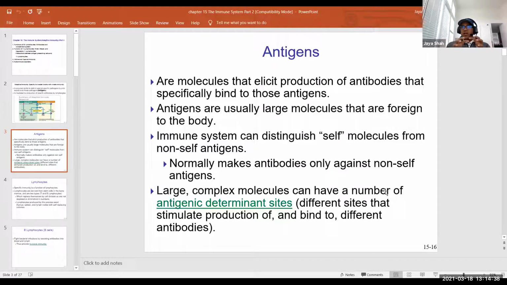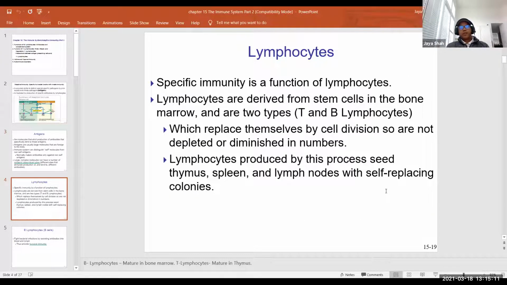Most antigens are large molecules and they have a number of antigenic determinant sites. So let's say my hand is an antigen, it will have 1, 2, 3, 4, 5, like several hundreds of antigenic sites where different kinds of antibodies can bind. And once these antigens bind with antibodies, they produce another kind of antibodies based on those antigenic determinant sites.